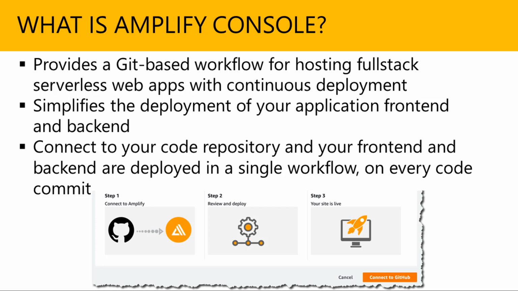What you need to do is simply connect to your code repository, and your front end and back end are deployed in a single workflow on every code commit. The real benefit is that this ensures your web application is only updated after the deployment is successful, basically eliminating all of the inconsistencies between your application front end and back end. It allows you to build, deploy, and host your mobile web applications, finally enabling you to quickly iterate on feedback and get new features or updates to your users or clients faster. So that's really the AWS Amplify console.